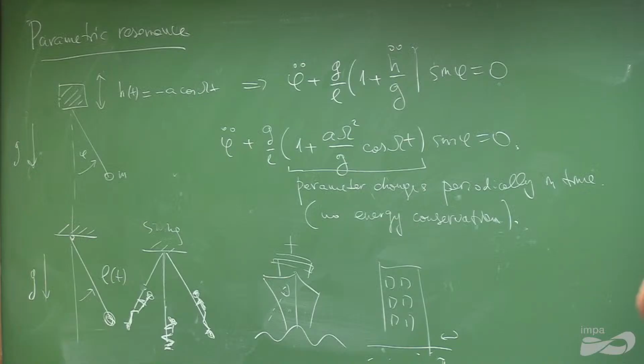Okay, so let's start the analysis. How do we analyze? We will start the analysis with that pendulum equation, and then we'll see what is the general system that leads to the parametric resonance.